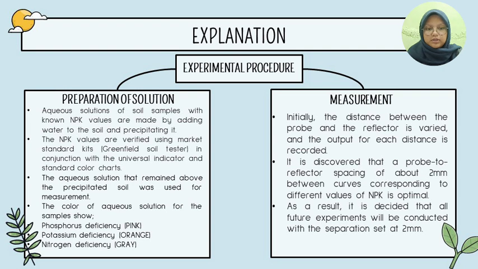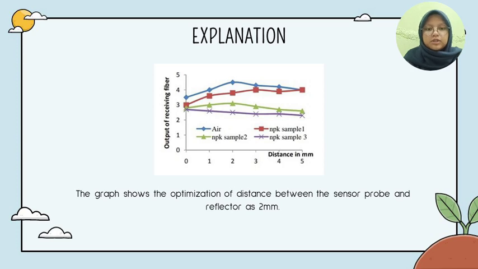For the measurement, initially the distance between probe and the reflector is varied, and the output for each distance is recorded. It is discovered that a probe to reflector spacing of about 2 mm between curve corresponding to different value of NPK is optimal. As a result, it is decided that all future experiments will be conducted with the separation set at 2 mm. This graph shows the optimization of distance between the sensor probe and reflector as 2 mm.